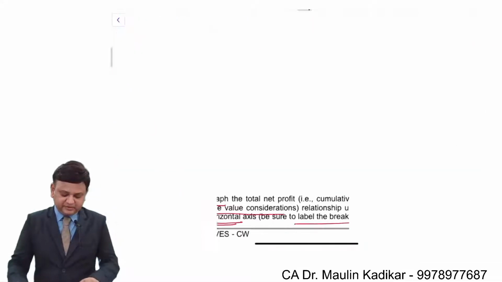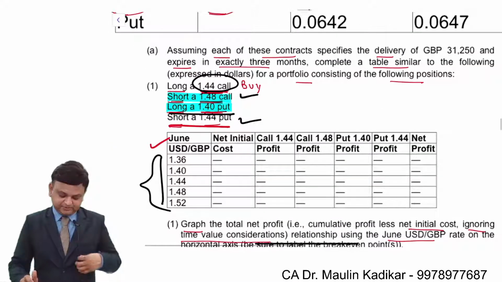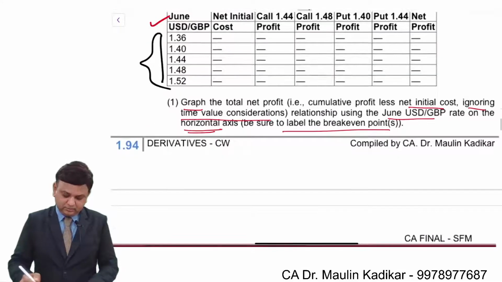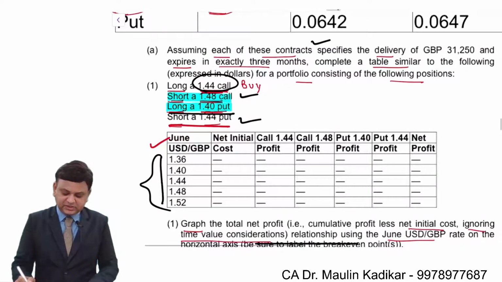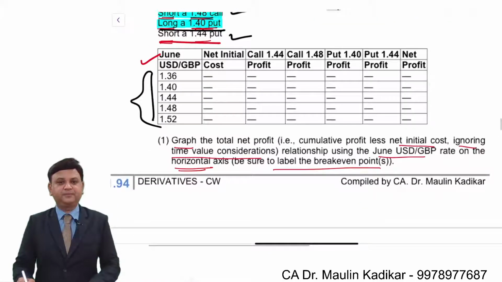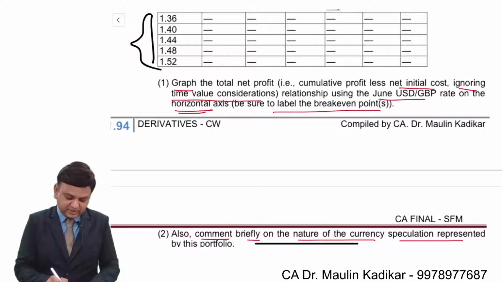So let us go one by one with the questions. The question says like this: Assuming each of these contracts specifies for the delivery of 31,250 pounds and expires exactly in 3 months' time, complete a table similar to the following. So we have completed the table. The question further says that it's a graph, so we are required to draw the diagram.